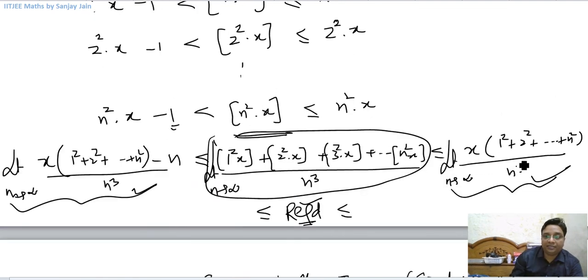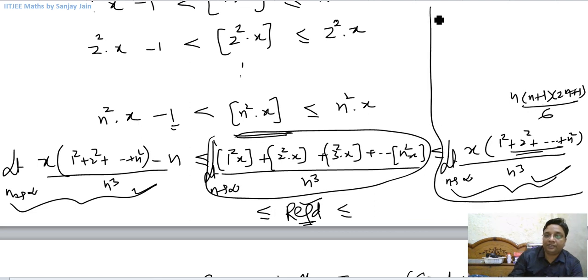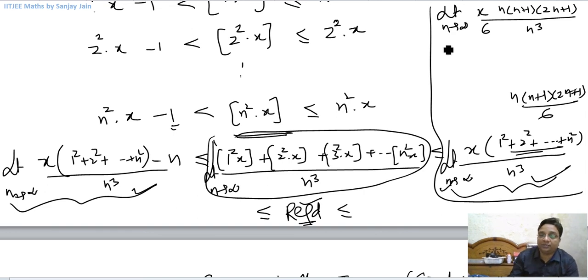This expression here can be written as n times n plus 1 times 2n plus 1 by 6, right? So let me calculate this limit here itself, limit n tends to infinity. Now x is a constant here because n is the limiting variable. So inside I can write n times n plus 1 times 2n plus 1 by 6 divided by n cubed. So this is my question now, right?